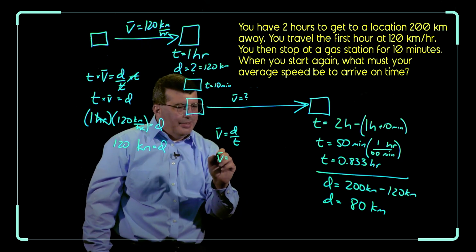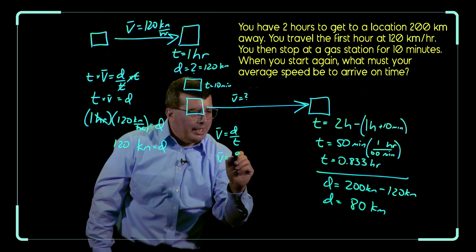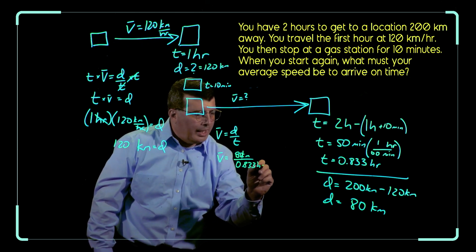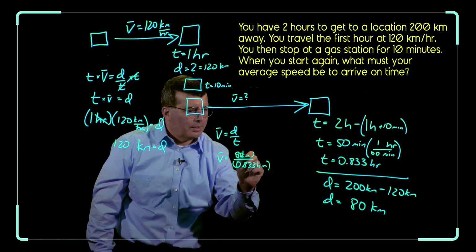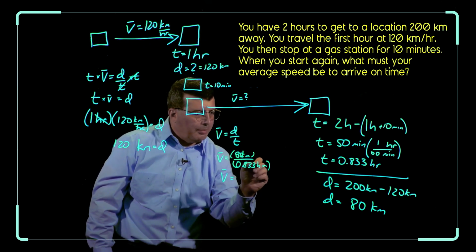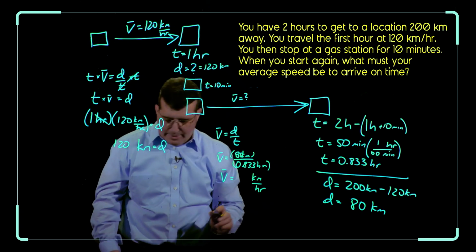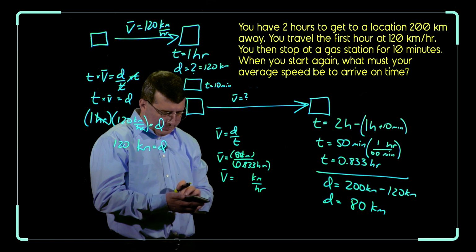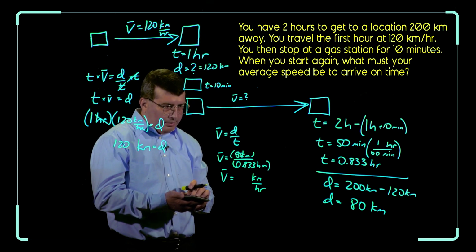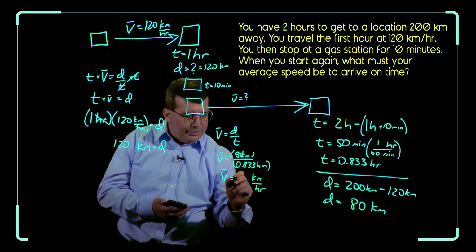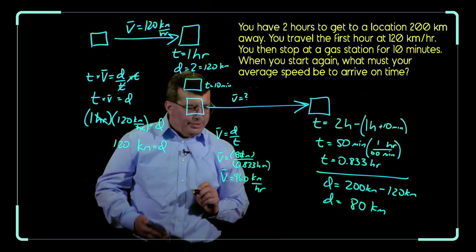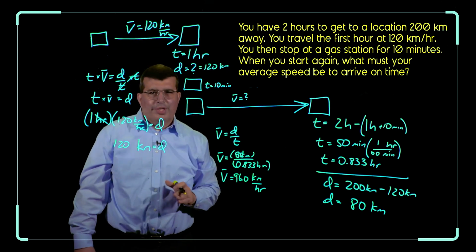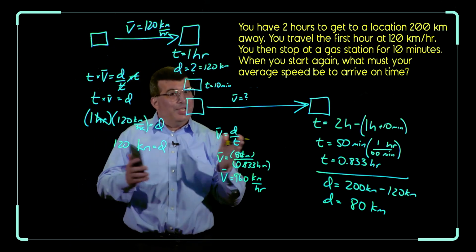Enough of that preaching. Average speed is distance over time. Distance is 80 kilometers. 80 kilometers divided by 0.833 hours. So our units are going to be kilometers per hour. All right, and our number is going to be 80 divided by 0.833. And rounding off to 3 significant figures, that is going to be 96.0 kilometers per hour. So you don't have to travel quite as fast as you did during the first leg. So you should have time to get there if you can travel at that speed.